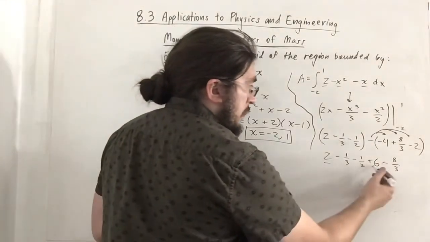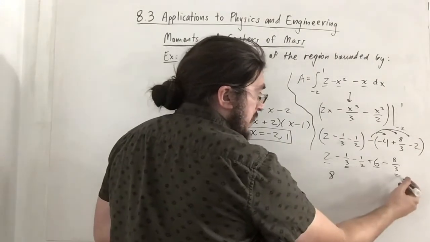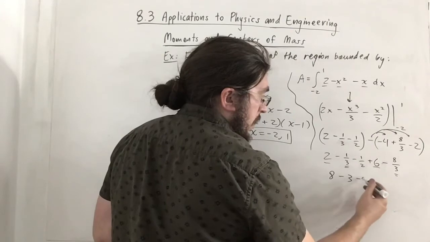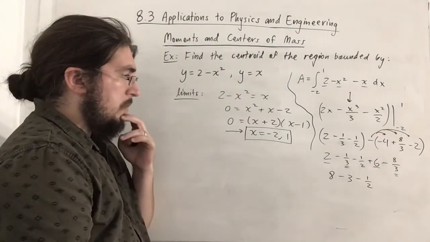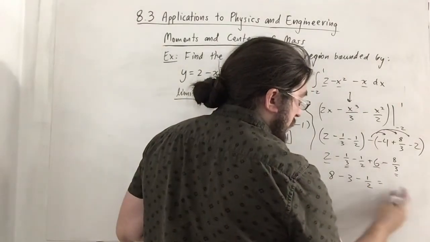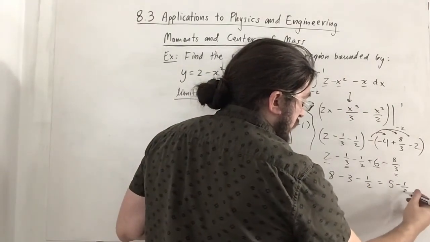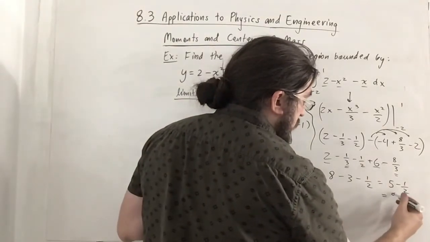Now these two actually combine to just 8. So that's 8, and then the over 3's combine to 9 over 3, which is 3. And then we have that minus 1/2 still. Okay, so it's not looking too bad. So notice that's just 6 minus 1/2. 5 minus 1/2. What am I saying? 5 minus 1/2, of course, is 4.5, which is the same as the fraction 9 over 2.